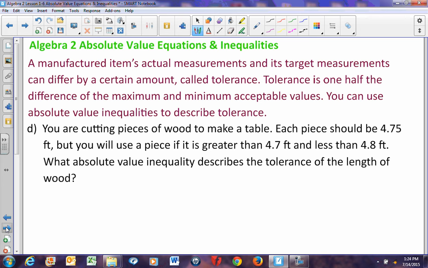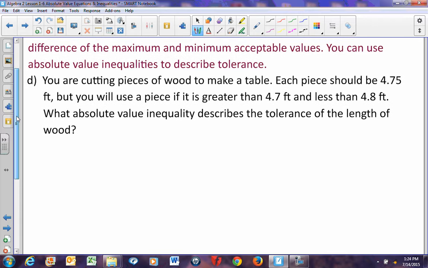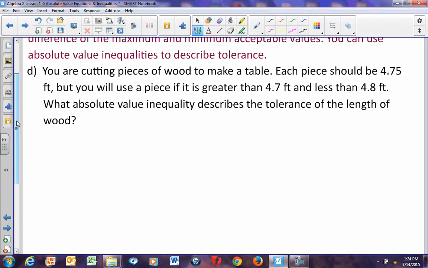Let's say you're cutting pieces of wood to make a table. Each piece should be 4.75 feet, 4 3/4 feet. But you will use a piece if it's greater than 4.7, but less than 4.8. It can be between 4.7 and 4.8 and work. So what absolute value inequality describes the tolerance of the length of the wood? Let's first find the tolerance of the length of the wood.